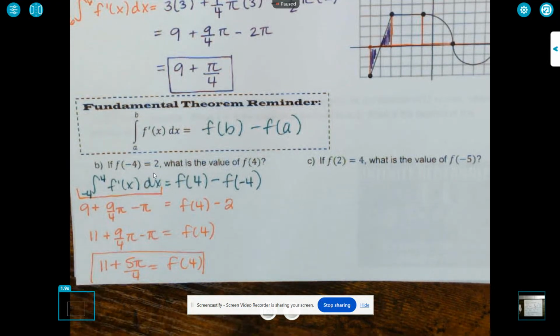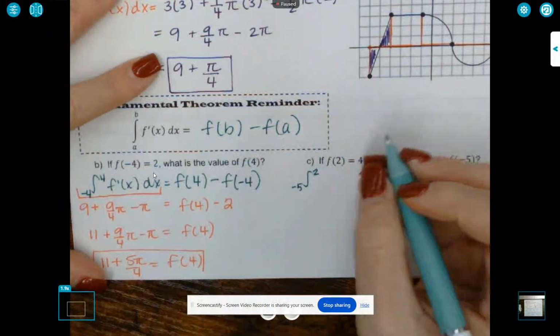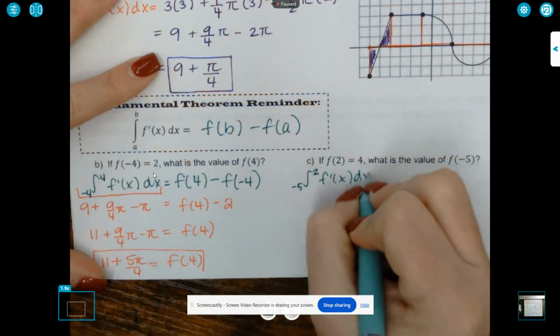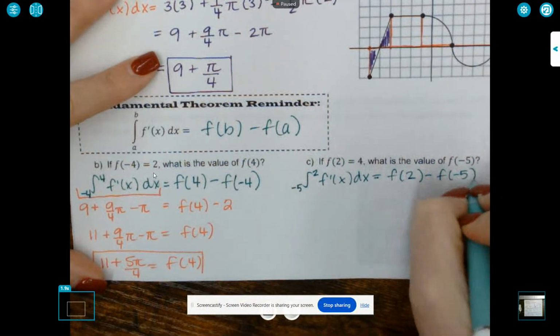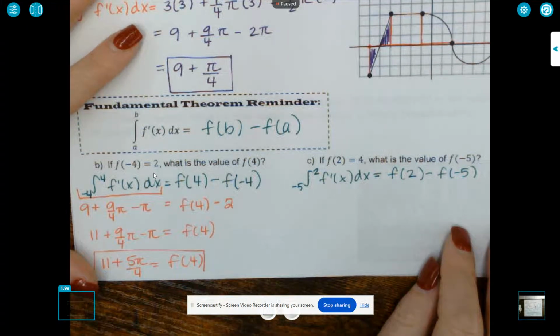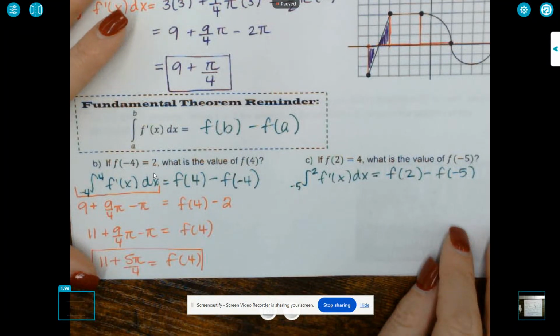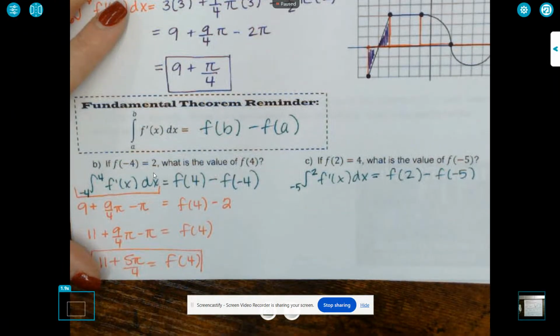All right, so go ahead and try letter C. You have just a little bit to do that. So you're going this time from negative 5 to 2. So what you're looking at, negative 5 to 2. So that's going to be f of 2 minus f of negative 5. Don't sit there and wait for me. Start the process. I know how y'all work or don't work.